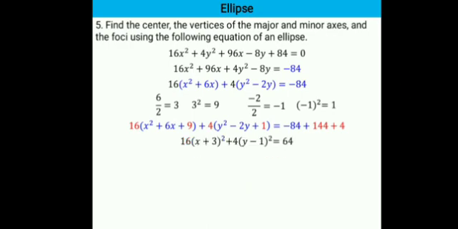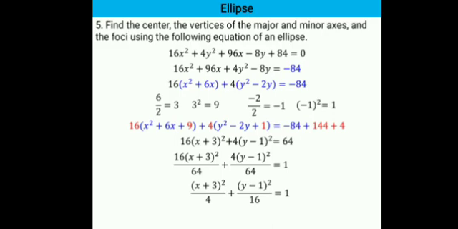Continuing it, since the expressions now are perfect squares, that is now 16 times the quantity x plus 3 squared plus 4 times the quantity y minus 1 squared is equal to 64. Dividing both sides by 64 so that the right side will be equal to 1. So we have here now 16 times the quantity x plus 3 squared over 64 plus 4 times the quantity y minus 1 squared over 64 is equal to 1. Simplifying now, we have x plus 3 squared all over 4 plus y minus 1 squared all over 16 is equal to 1.